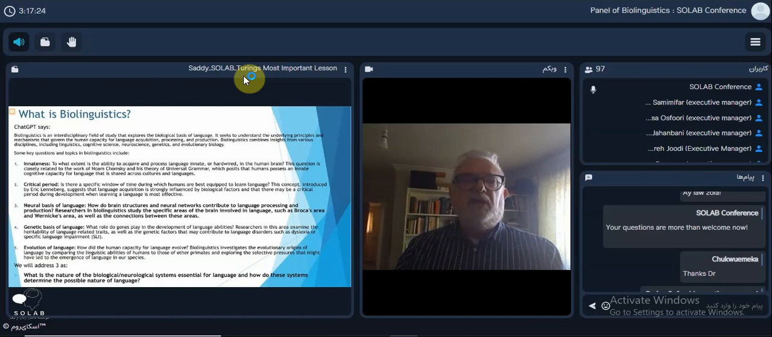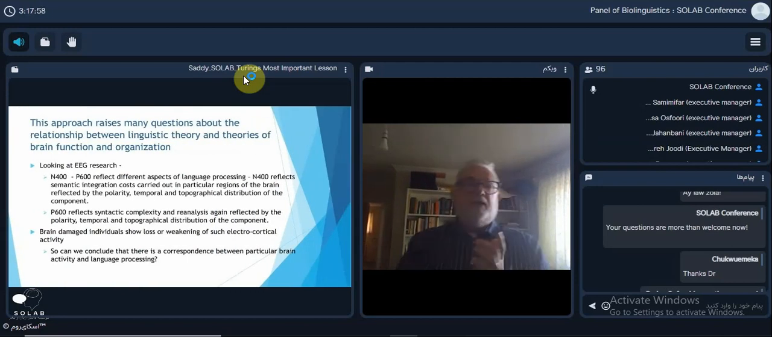I'm going to stick to point 3 that GPT has provided us with. But I'm going to rephrase it slightly by saying, what's the nature of the biological or neurological system that's essential for language, and how do these systems determine the possible nature of language? So I'm really going to be talking about very large picture approaches and leave the technical details to more competent and younger colleagues like Juan. Okay, so this question about the neurology of the system raises a lot of questions. But what we'll reflect on is the relationship between linguistic theory and theories of brain function and organization.